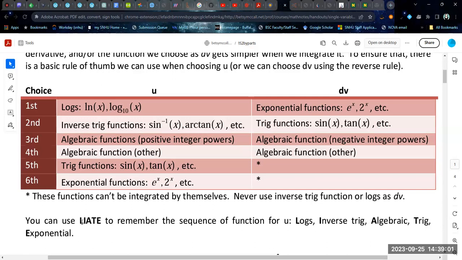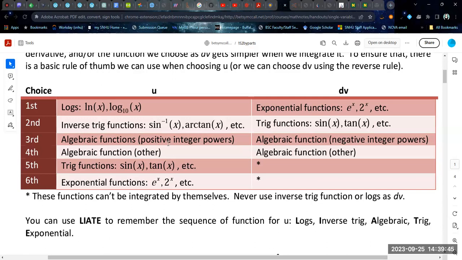But in any case, there's 5 letters, LIATE, and they basically stand for logarithmic functions, inverse trig functions, algebraic functions, trig functions, and exponential functions. Now, this is a rule of thumb, and the sequencing is to help you choose the u function. In the reverse order, you can use it to choose the dv function, but that more or less results in the same thing. Now, what we want to be careful with, though, is that the algebraic functions actually, there's a way to break those up. If you have two algebraic functions together, there is a clear ranking for those in terms of u and dv, and we're going to talk about that.